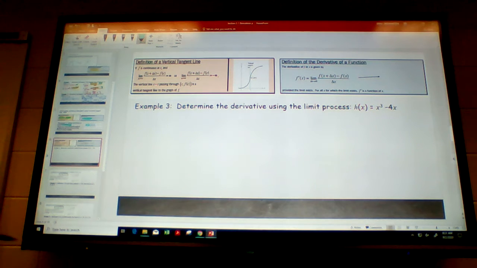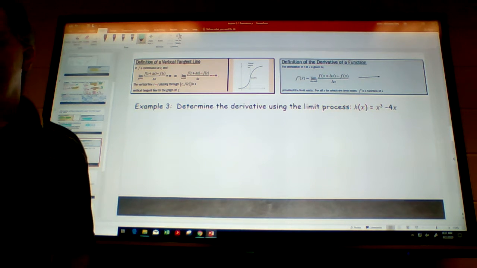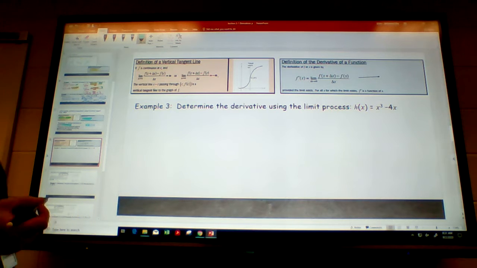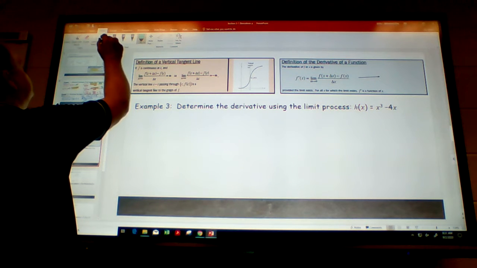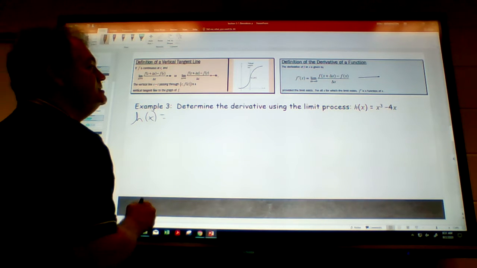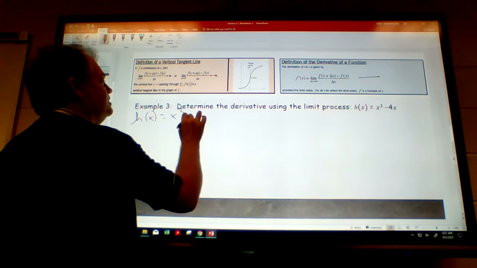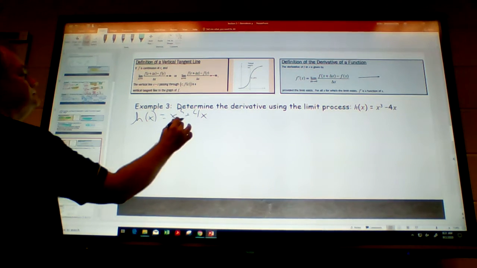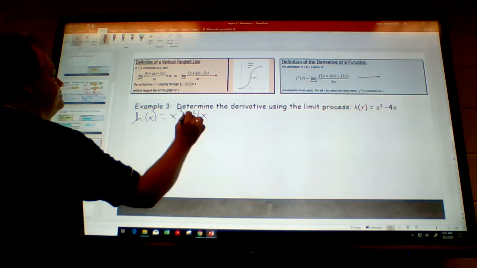All right. Now, we're going to use the limit process to help us determine the derivative of h of x. So here's what you need to know. H of x, as you know, is x cubed plus 4x. Excuse me, minus 4x, and I will fix that.